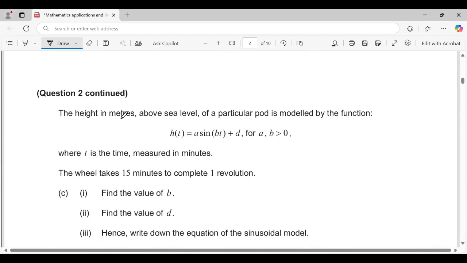Next question. The height in meters above sea level of a particular point is modeled by the function h(t) equals a sine(bt) plus d for a, b greater than 0, where t is the time measured in minutes. The wheel takes 15 minutes to complete one revolution. So one revolution needs 15 minutes. Find the value of b, find the value of d, hence write down the equation of the sinusoidal model.